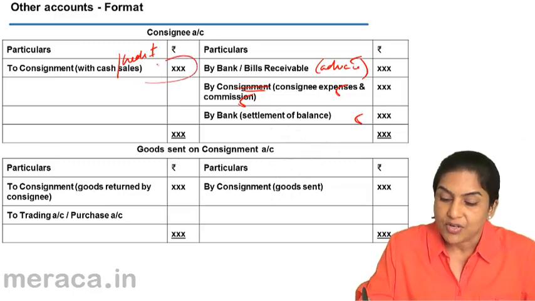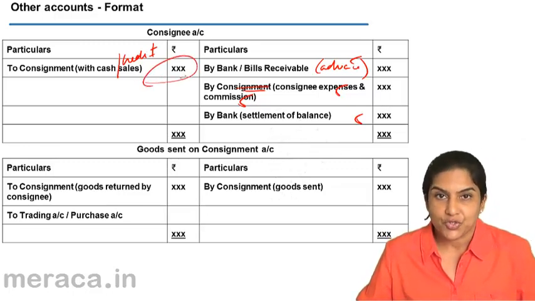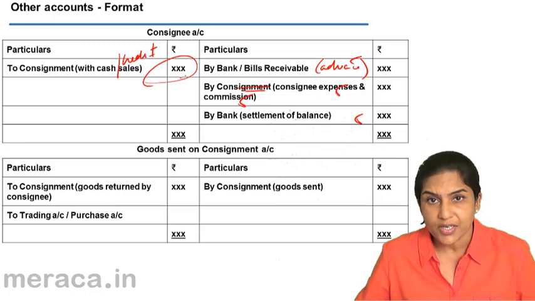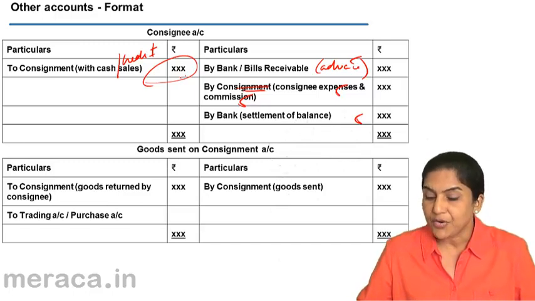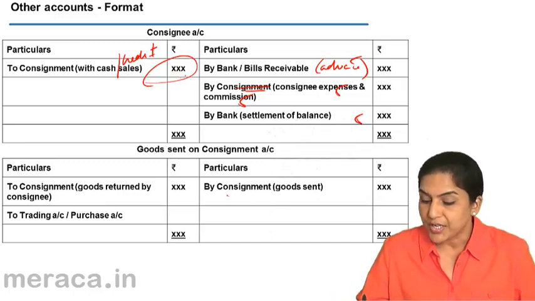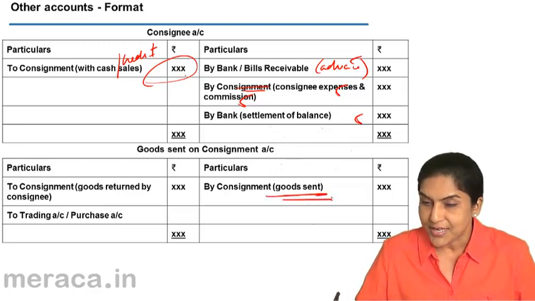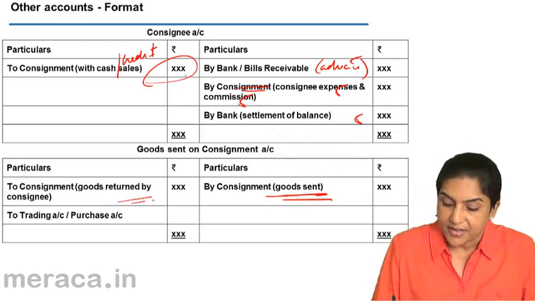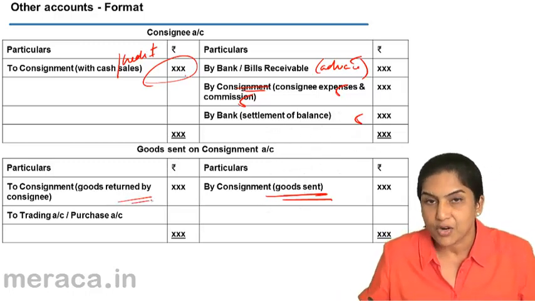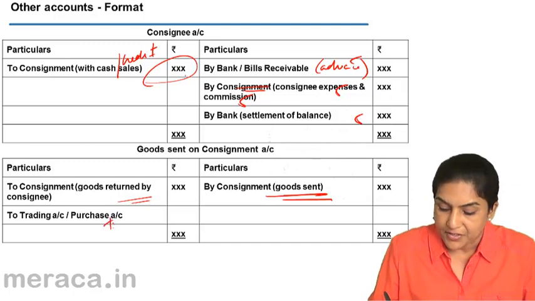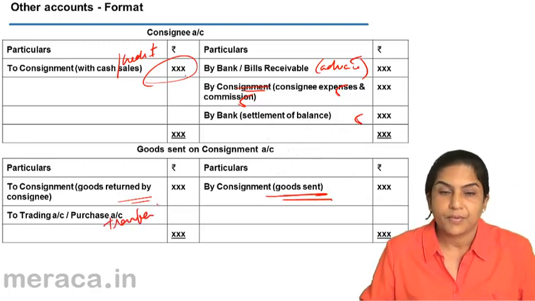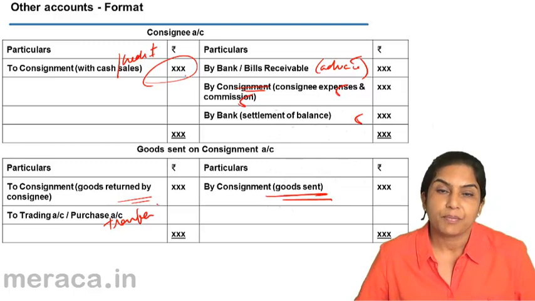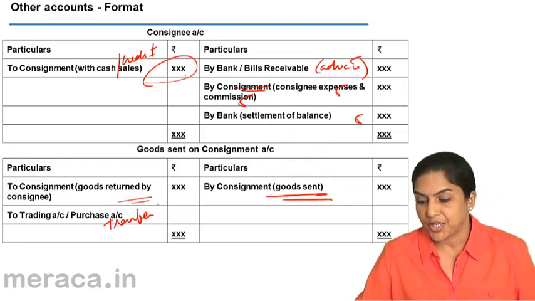So consignee account is debited with the sale proceeds. Whatever sale, consignee account debit to consignment account. The goods sent on consignment account debit to goods sent on consignment for the goods sent. If they are returned, then the entry is reversed. And how is this account closed? Simply by transfer to trading account, purchase account, or manufacturing account.